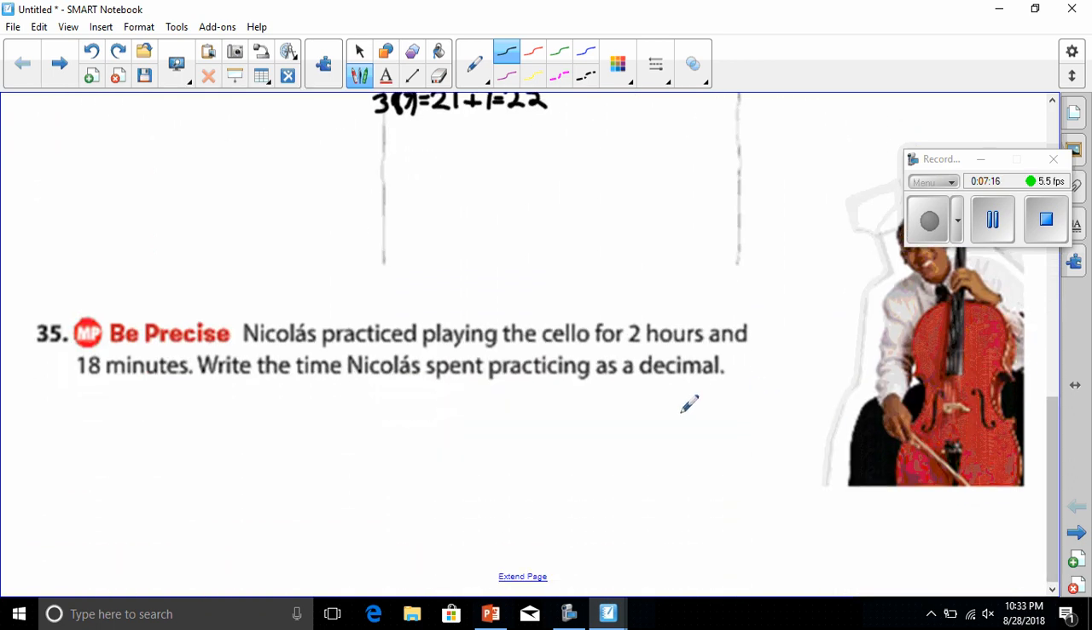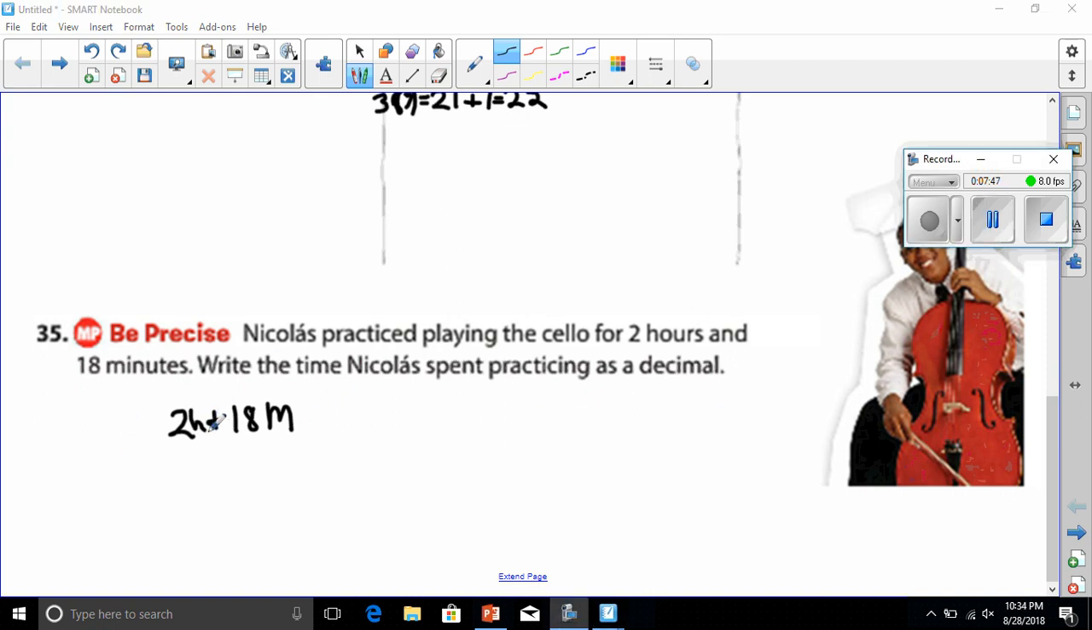All right, let's move on to the next part of our lesson. And we have number 35. It says, Nicholas practices playing the cello for 2 hours and 18 minutes. Write the time Nicholas spent practicing as a decimal. Well, they said it was 2 hours and 18 minutes, right? Two hours and 18 minutes. So now we have to write this as a decimal.